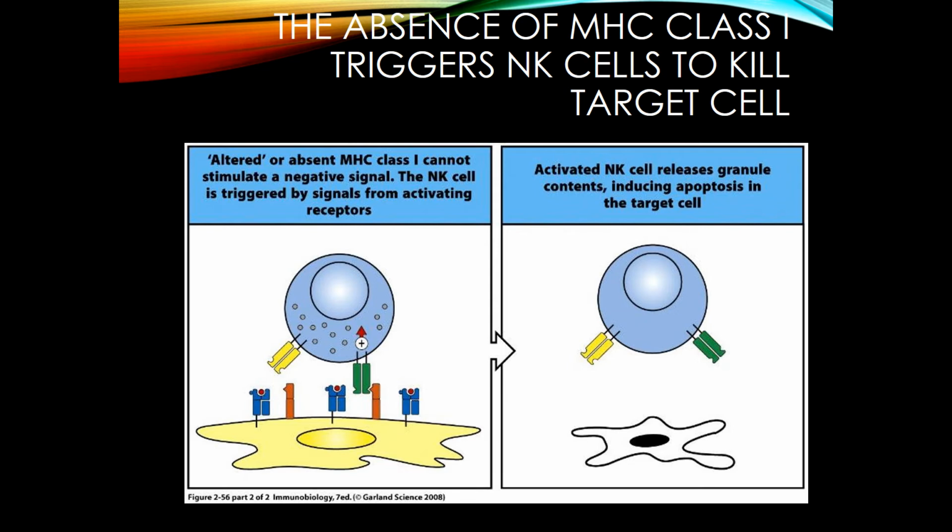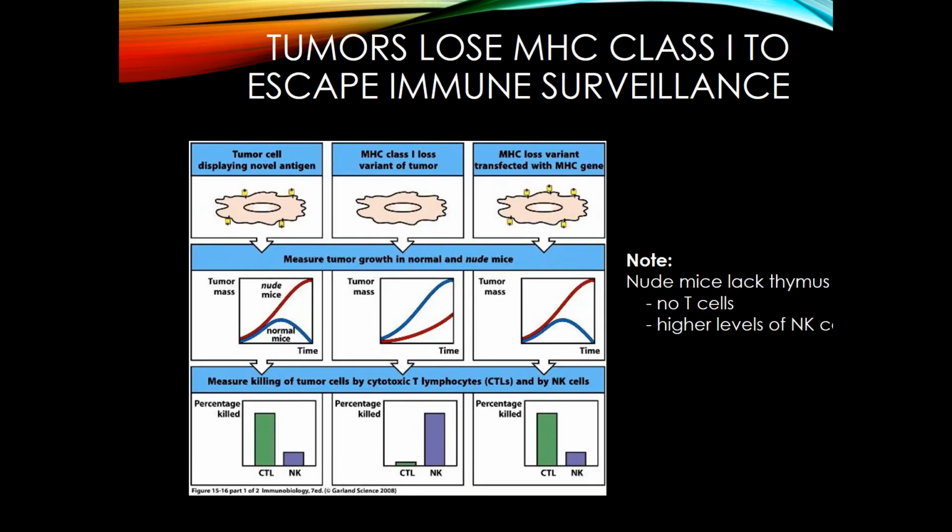Okay? If you have self, that inhibits the activation, and the natural killer cell won't kill the cell. So this is what I mean. If a virus infection or a cancer cell looks sick, what I mean by that is it's missing the MHC class I molecule on the surface. So tumors lose MHC class I to escape immune surveillance.